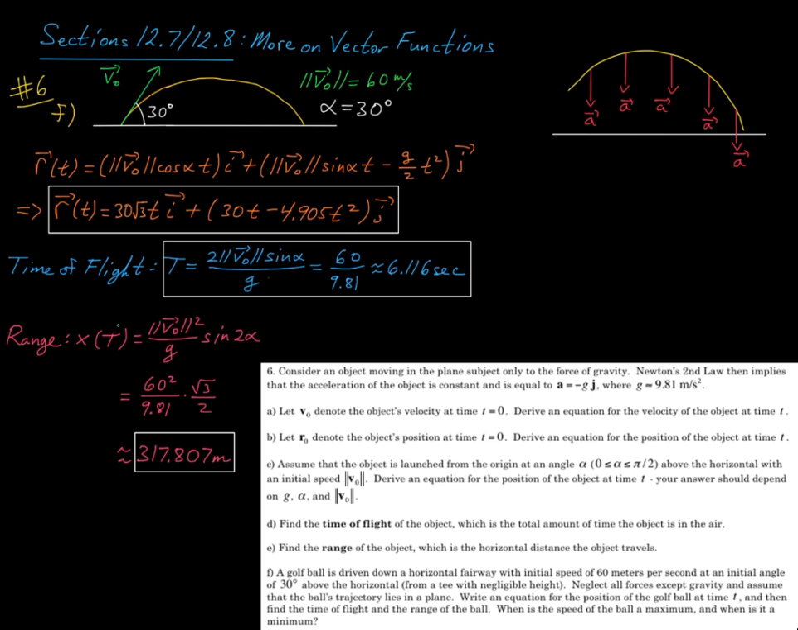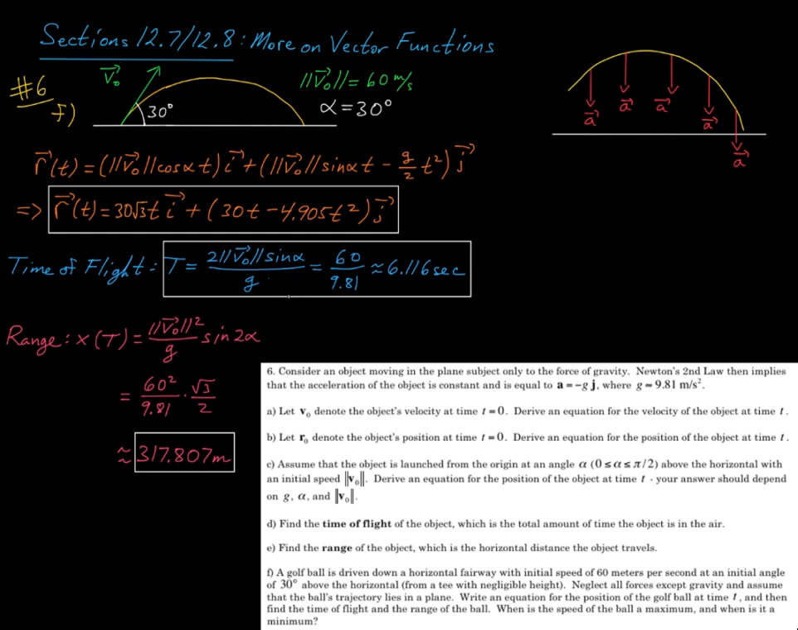And then for the range, we just plug those values into the expression for the range. So we want to take the square of our initial speed, 60 squared divided by g, and then multiply by the sine of twice alpha. That's going to be the sine of 60 degrees, because I'm doubling 30 degrees, and the sine of 60 is root 3 over 2. So you multiply those together, and you get about 317.807 meters. That's the total horizontal distance that the object, in this case the golf ball, will travel.